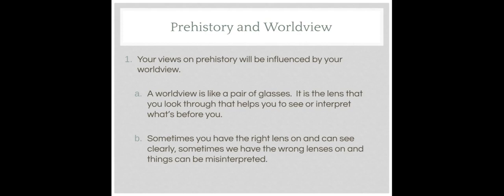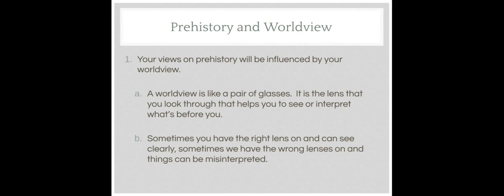A worldview is like that. It is the lens, the beliefs that you have that influence how you view the world. Sometimes you can have on the right lenses and see things clearly, and sometimes you can have the wrong lenses on and things can be misinterpreted. You might have perfect eyesight, but if I give you my glasses to look at the world through, it's going to be very cloudy. Why? Because they're the wrong lenses. They're not the lenses we were intended to have. So we all have a worldview.